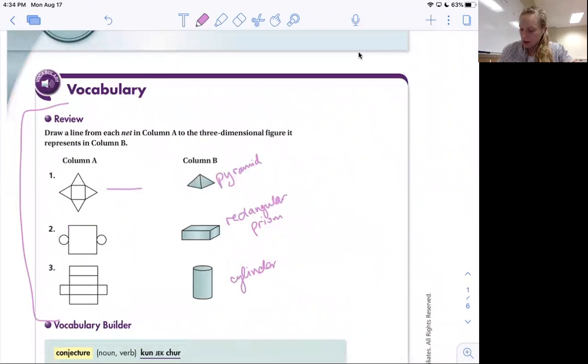The net for number 1 goes with the pyramid. All of its sides connect at a point and they're all triangles. Number 2 goes with the cylinder. It's the only one with circles on it, and cylinder is the only option with circles. That leaves the last one has to go to the rectangular prism, and that is very similar to all of the examples we did in lesson 1-1. If that does not look familiar to you, please go back to lesson 1-1 and review those types of nets.